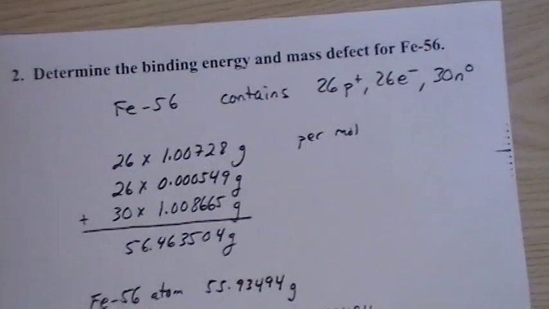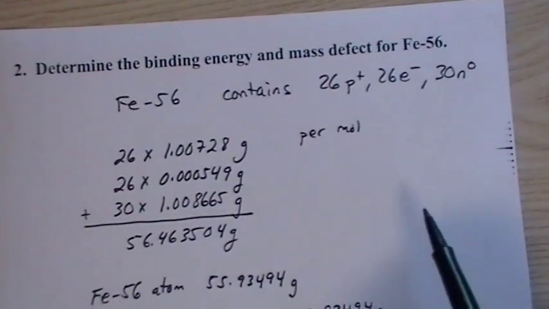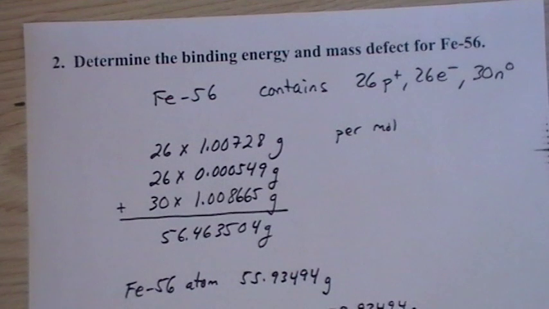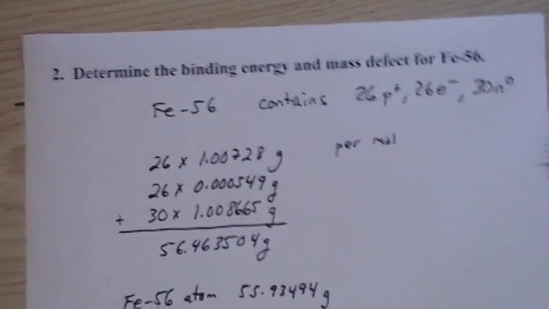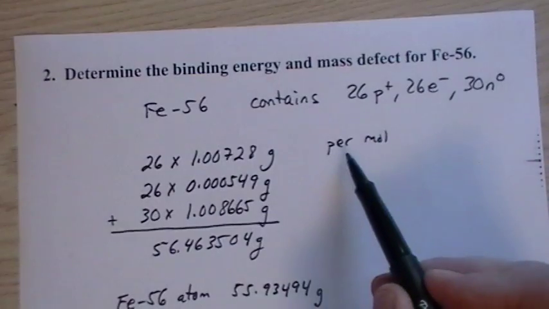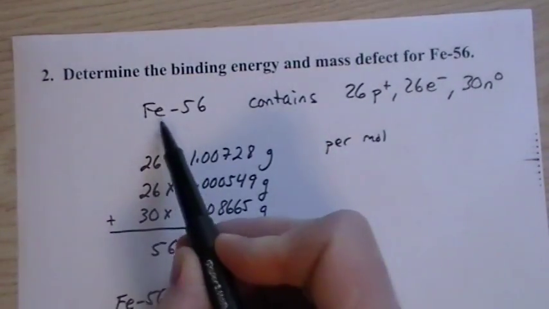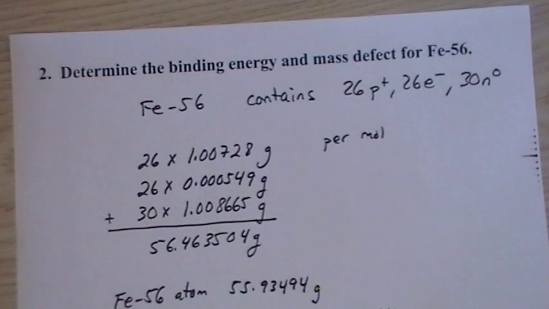Now, determine the binding energy and mass defect of iron 56. In your textbook there's a table that gives you the mass of the iron 56 atom, and that's 55.93494 AMUs, or grams per mole. What we want to do is see what the mass of the protons, neutrons, and electrons is in total, and then what the mass of the iron atom is when they're put together.